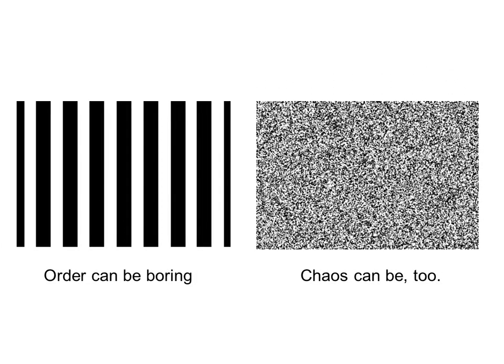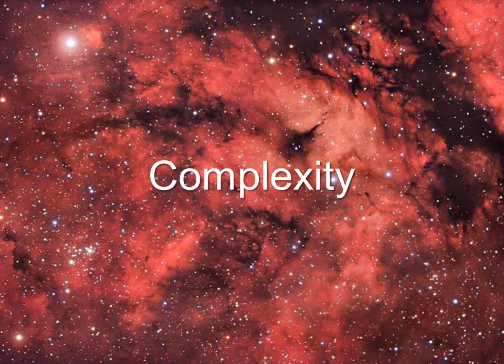And computers can give that to us, right? So order can be boring, complete, strict order. And chaos can be boring too. What we're looking for is something in between, like complexity, right?